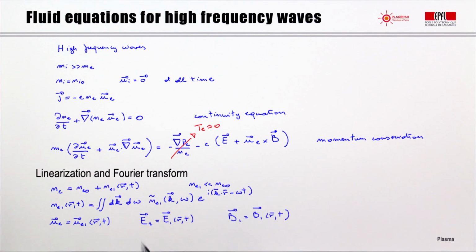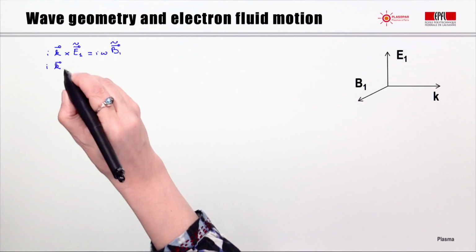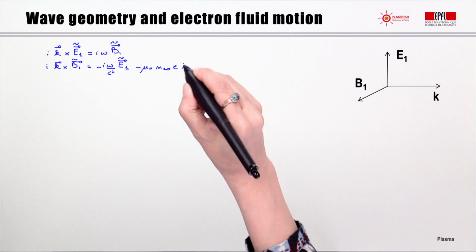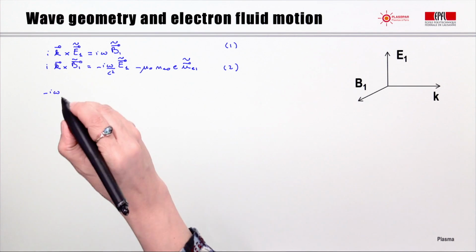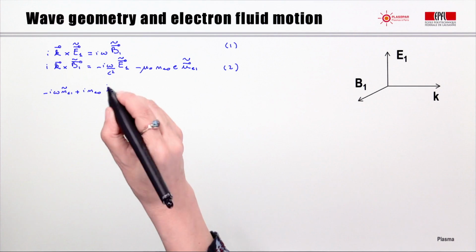and so when you will see a tilde sign, like here, on top of U, E, or B, you will know that we are now considering the Fourier transform of these quantities. We can now write Maxwell equations for the Fourier transform quantities. Then we can write and linearize the fluid equation for the Fourier transform of the electron density and velocity.